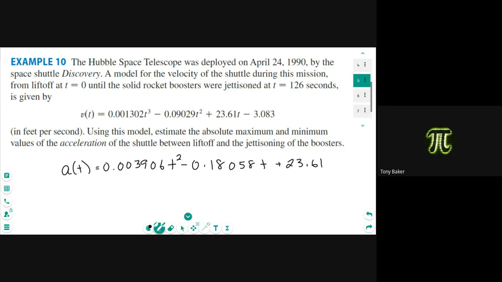Okay, I'll make your life a little easier. I misread the problem a little bit. They want the absolute minimum and maximum values of the acceleration. So we want the critical numbers of the acceleration, which means we need to go one step further. We need to find the derivative of this. That was supposed to make our life easier. It is. What's the derivative of this?